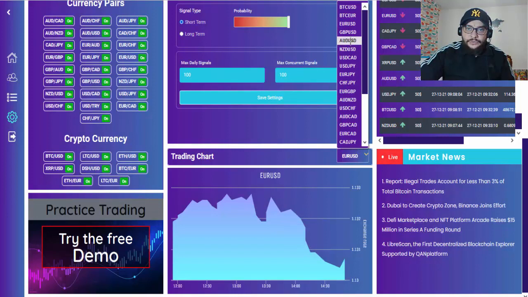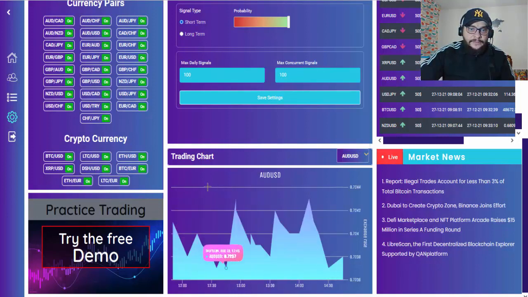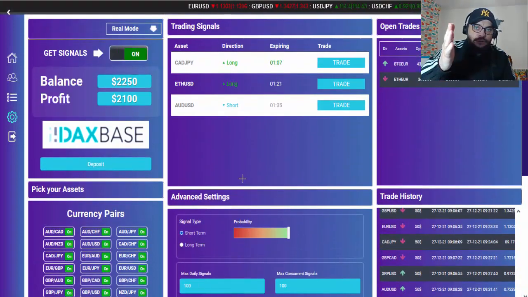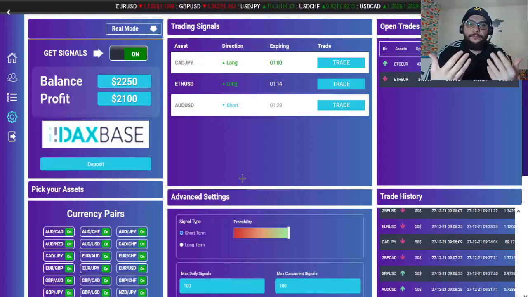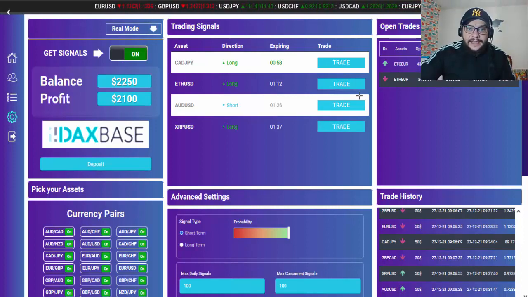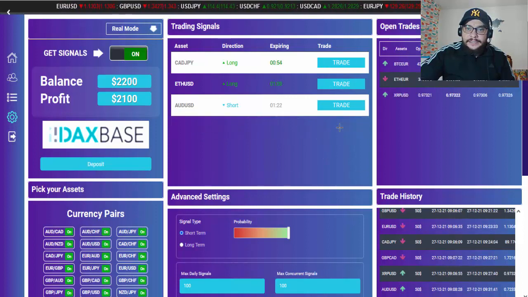You can switch it to whatever trading chart you want, for example, Australian dollar, US dollar, and you can see the chart here. And these are live news, because this trading software is using fundamental analysis and also technical analysis to provide the best signals. And we have four more signals. XRP USD, let's click on it.